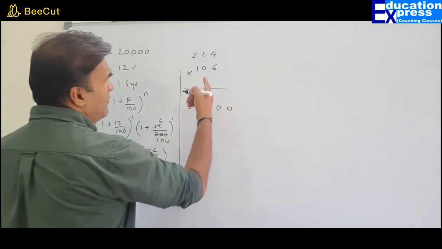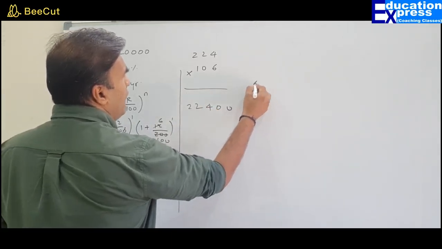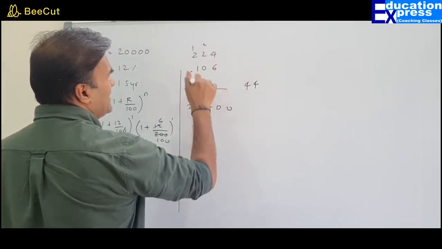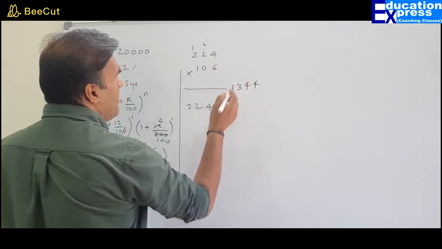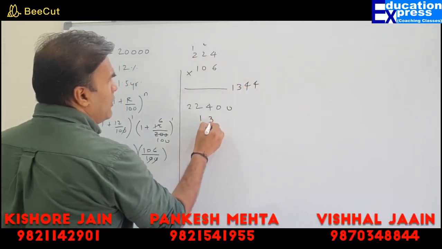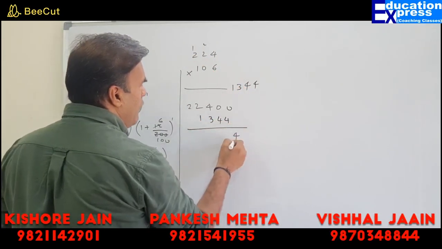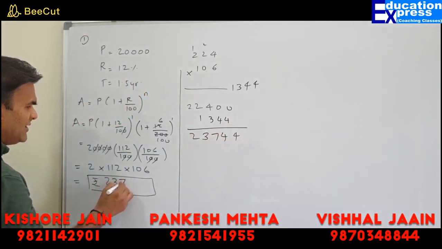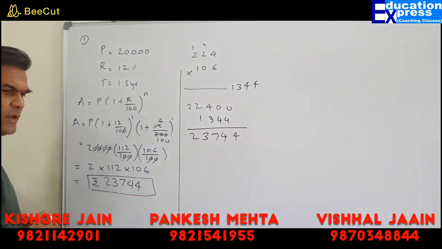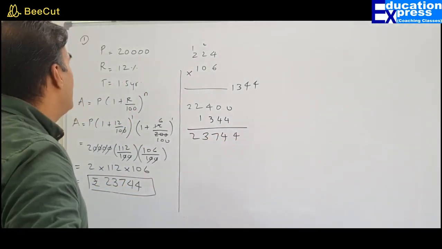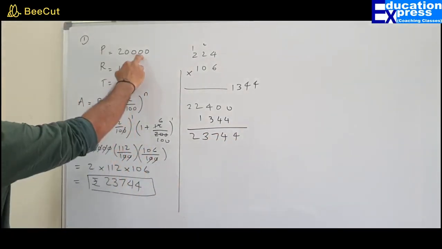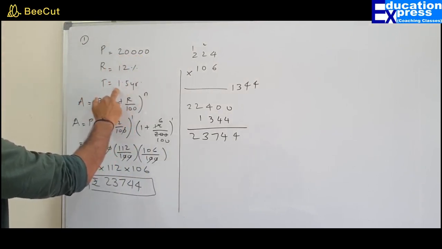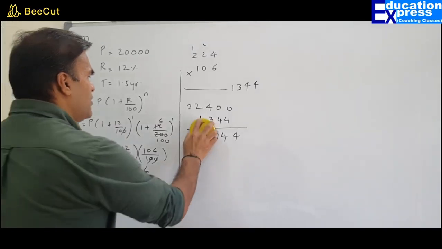That gives you 22400 hundreds, and with 6 it will be 1344. So basically your answer should be 23744. This is one part of the question. That means 20,000 invested at rate 12% per annum, time period is 1.5 year. This is one part of the question.